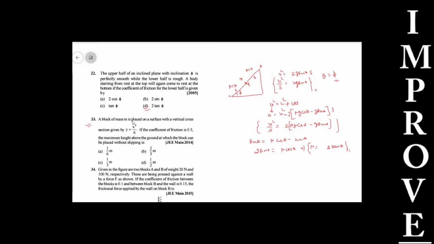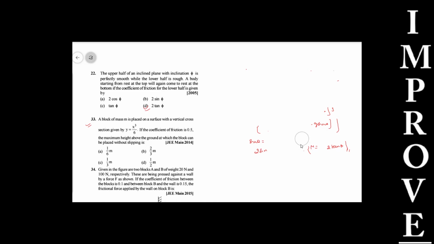A block of mass m is placed on a surface with a vertical cross section given by y is equal to x cubed by 6. If the coefficient of friction is 0.5, the maximum height above the ground at which the block can be placed without slipping is. Okay, so in this case you just make a simple diagram, and it's going to give you the answer.